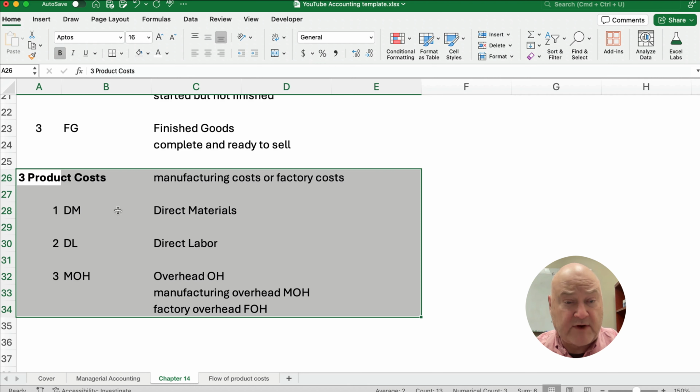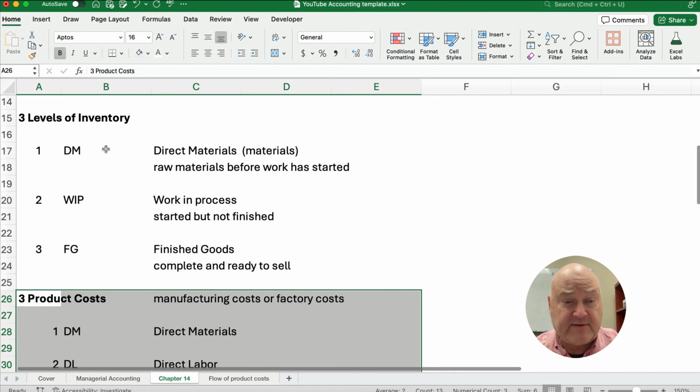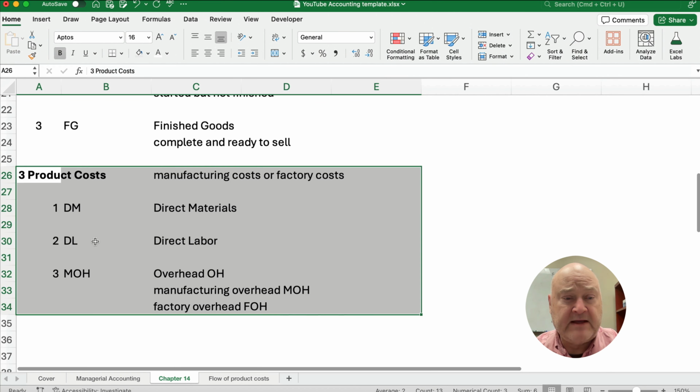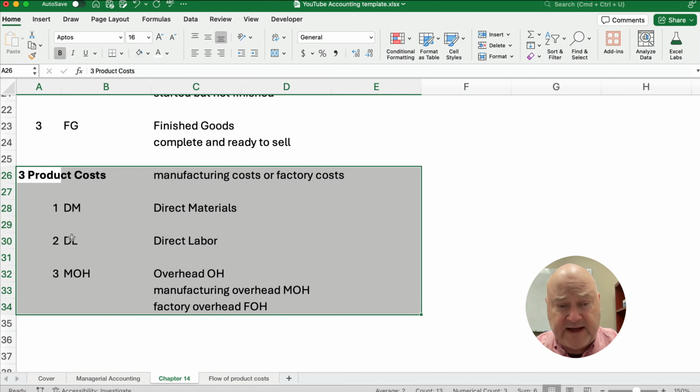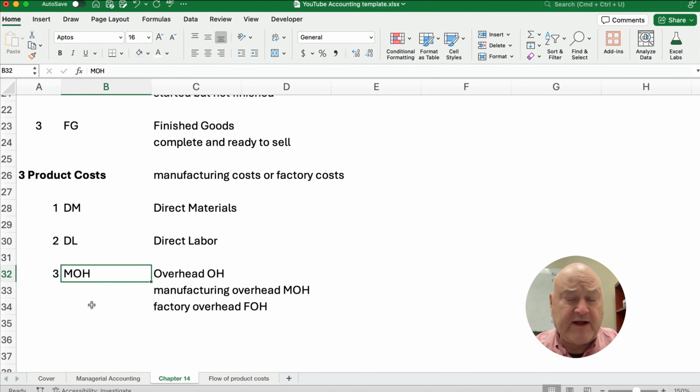And so we have direct materials. That's the same as before, direct materials. And so then we have labor. If we're a furniture company, we take wood and we add labor to it, and we're trying to produce furniture. And then we have overhead. So overhead would be MOH for manufacturing overhead, or FOH for factory overhead, or just simply overhead. So overhead is all the other things that are involved in producing in the factory.